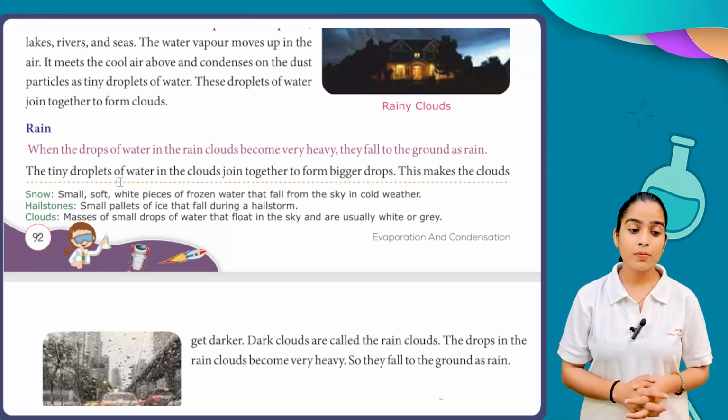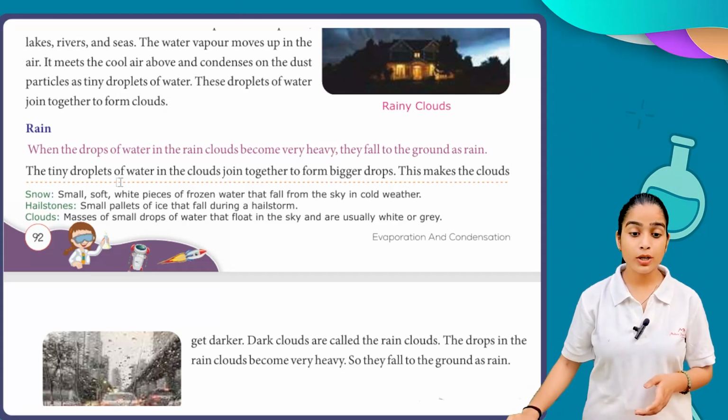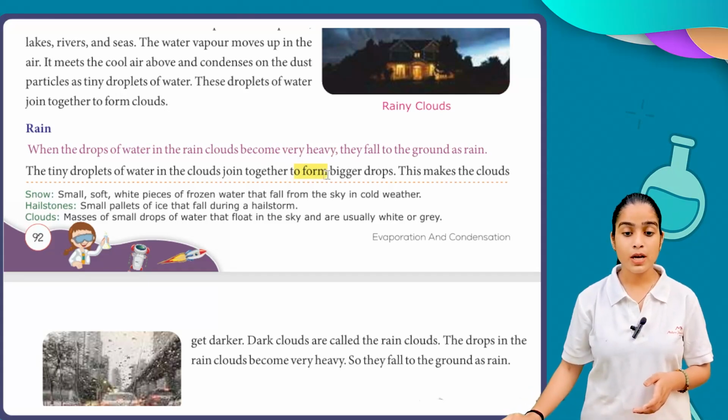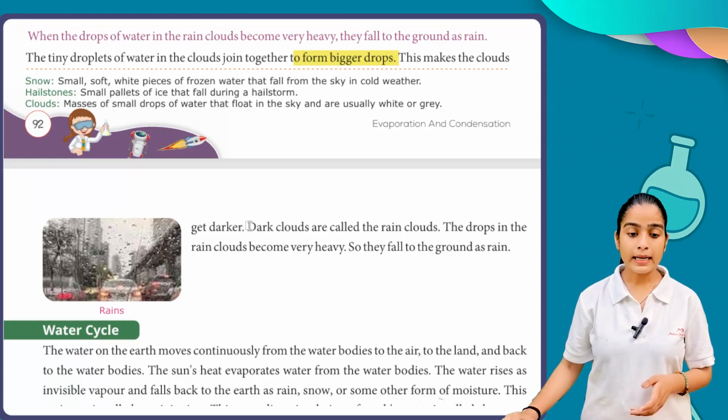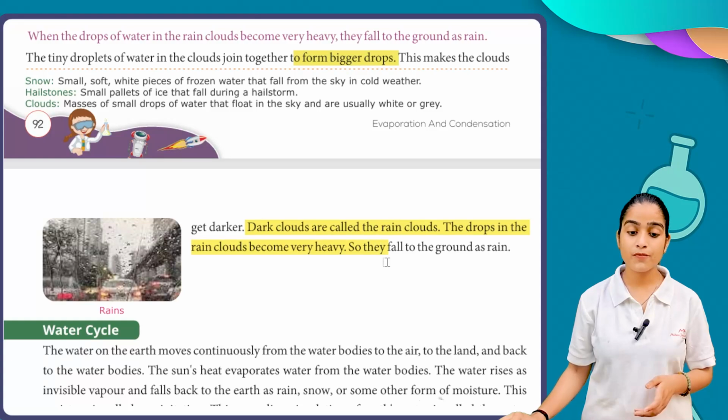The tiny droplets of water in the clouds join together to form bigger drops. This makes the clouds get darker, and dark clouds are called rain clouds. The drops in the rain clouds become very heavy, so they fall to the ground as rain.